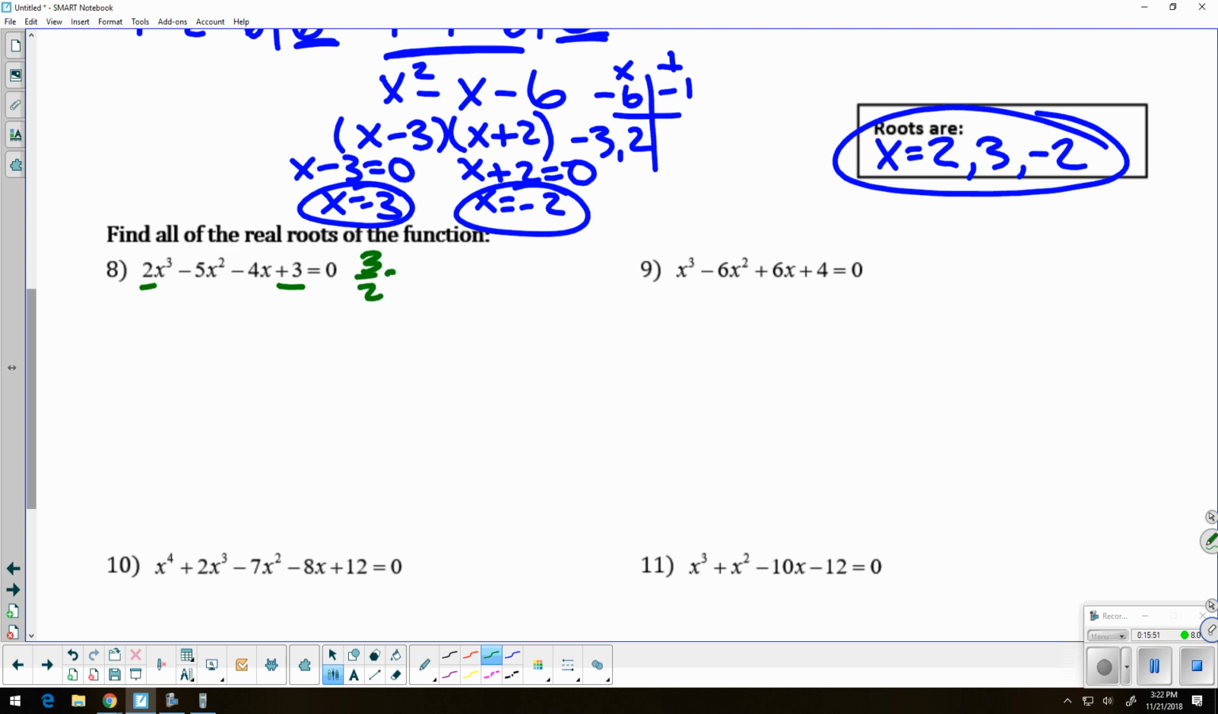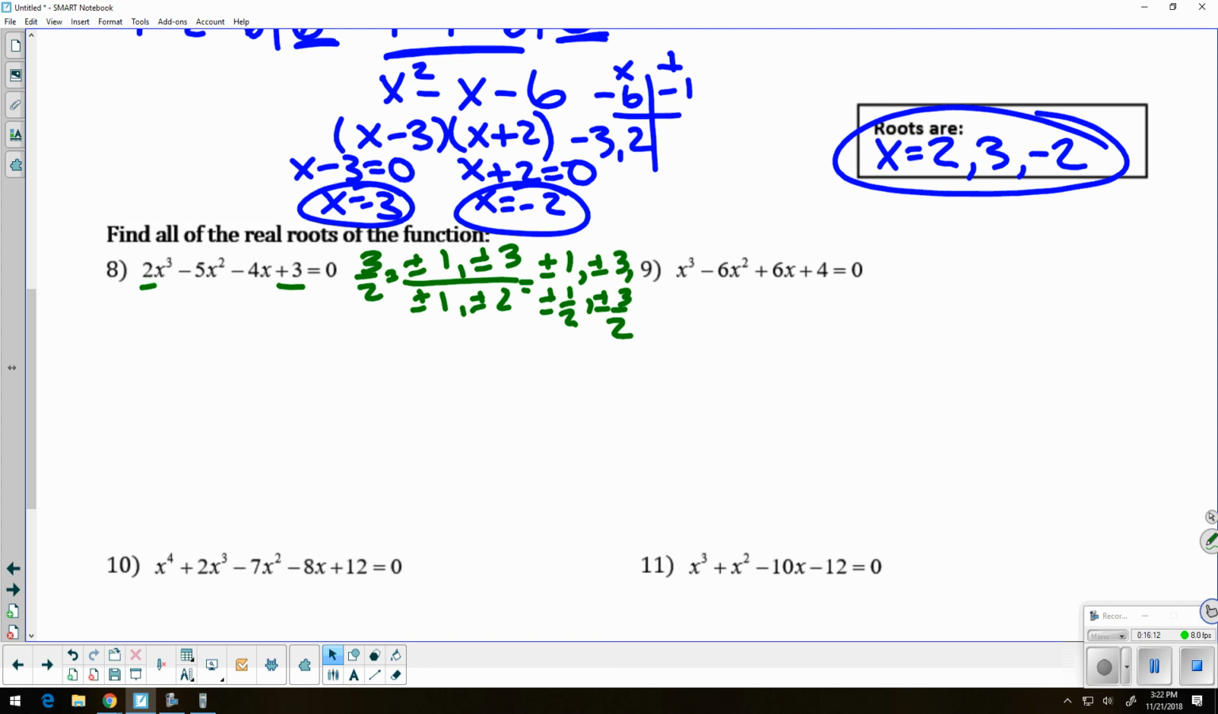So p over q. So that's 1 and 3 on top, and then 1 and 2 on bottom. So really not too many possibles. There'll be plus and minus 1, plus and minus 3, plus and minus 1/2, and then plus and minus 3/2. Okay, there's my possible real rational solutions. But here's the quicker way to find these, okay, using the calculator.